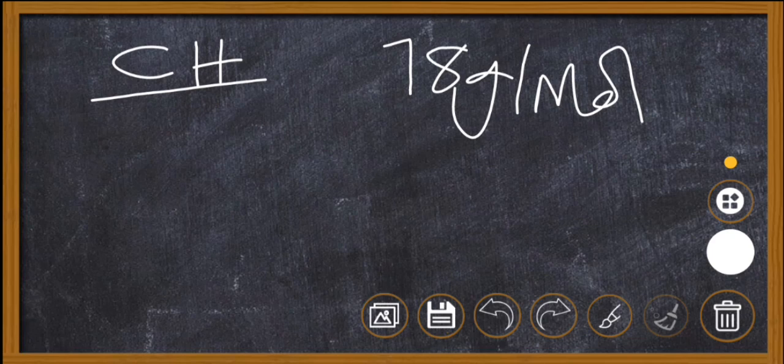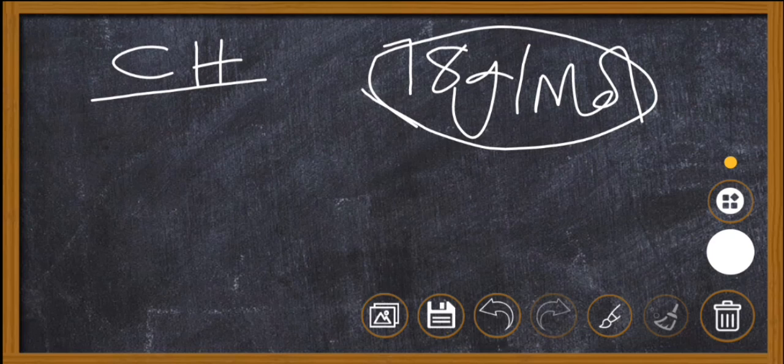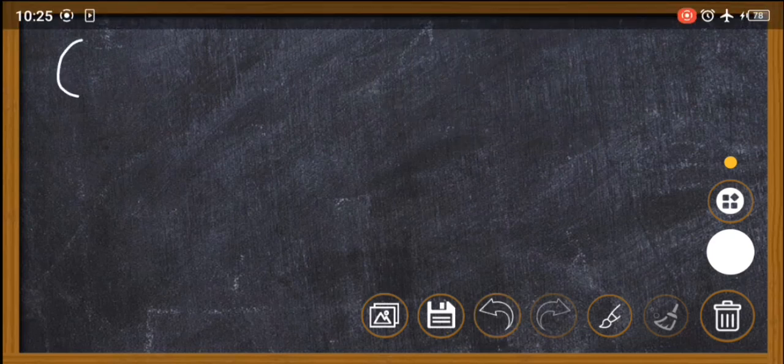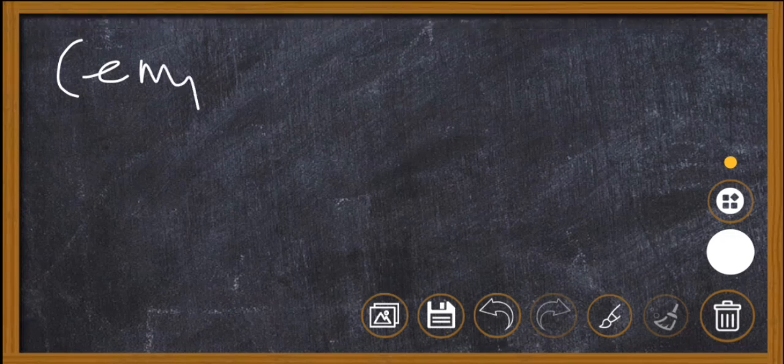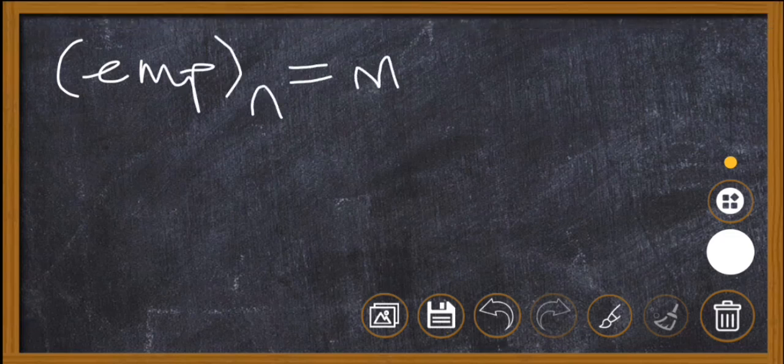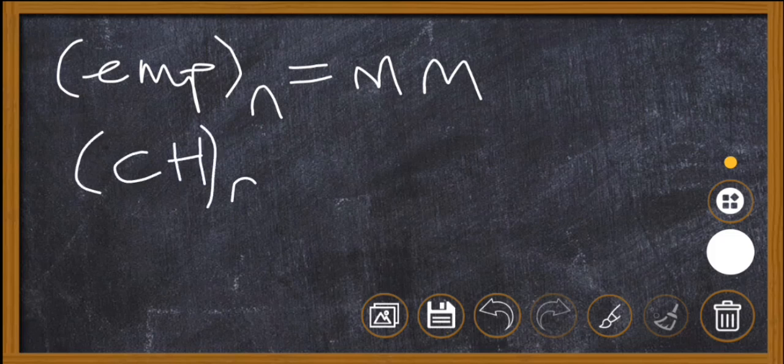Now, we have 78 here as the molecular mass. How can we find the molecular formula? So let's do this. Here we said the empirical formula that you have been given, and then n equals the relative mass number. So the empirical formula that we have been given is CH, and then n here equals the molecular mass number that we have been given, which is 78. Right? So let's find the value of n.